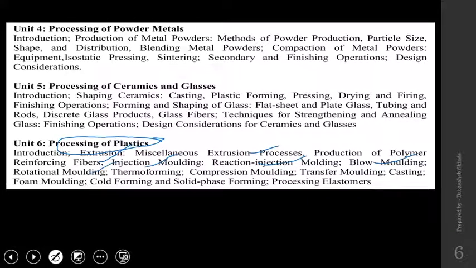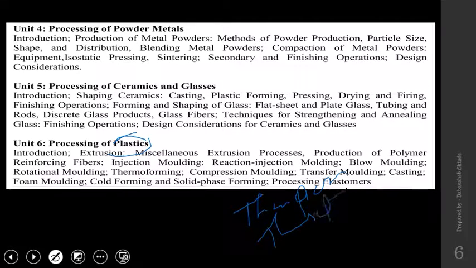In addition, a few more processes are there like rotational molding, thermoforming, transfer molding, casting, foam molding, cold forming, solid phase forming, and all. Okay, and the last one is the processing of elastomers. Now we know that plastics have three categories. The first one is called thermoplastic, the second one is thermoset, and the third one is elastomer. That we'll discuss in the next slide.